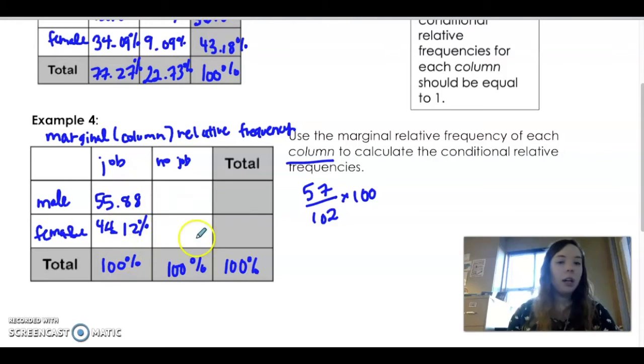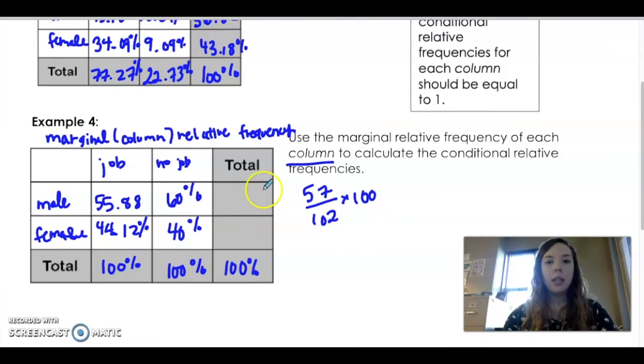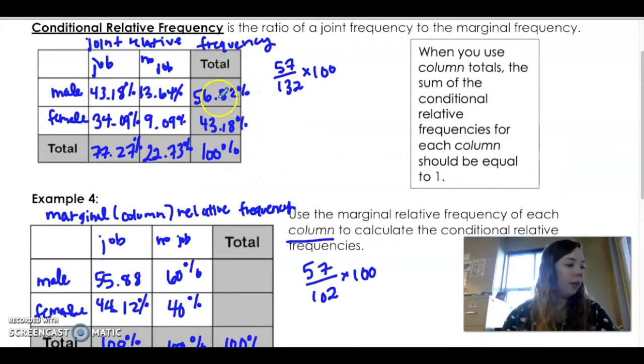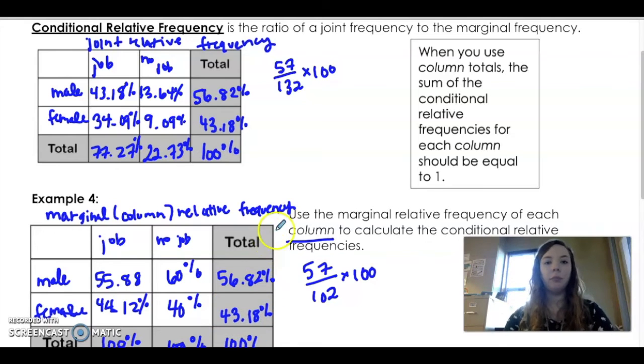And then these do add to 100, as they should, but that's an easy way to check. Here, our total was 30, so we'll do 18 over 30 for this cell, which is 60%. And then I know they have to add to 100, so this one's got to be 40. But again, you can take 12 over 30. That should give you 40 also. And then these totals will be the same up here because they're still going over 132. So I'm going to copy them back down. 56.82%, 43.18%. Okay, and those add to 100.